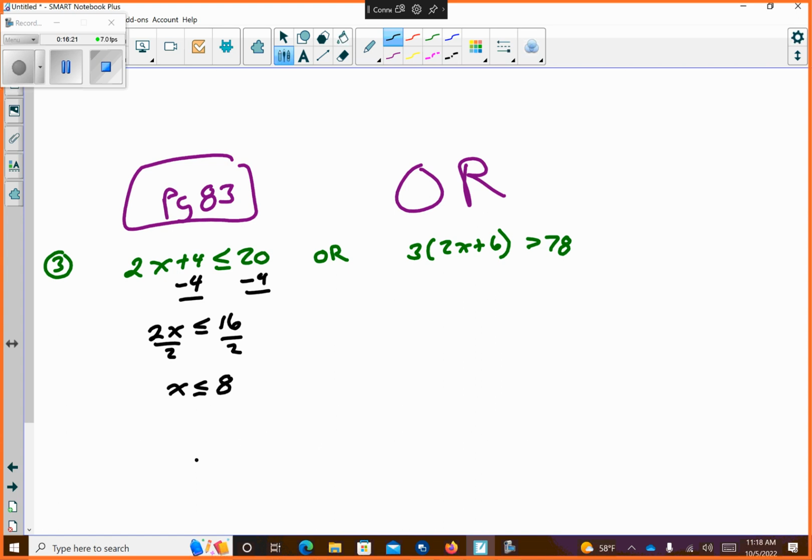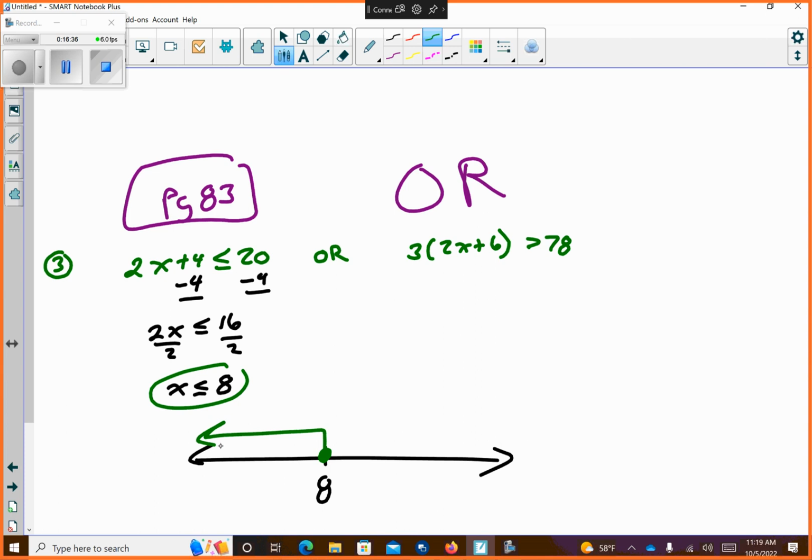Okay, so I'm actually going to just go ahead and put this on the number line. So I think number 8 is about there. I believe this would have a solid dot going to the left. Agree so far?